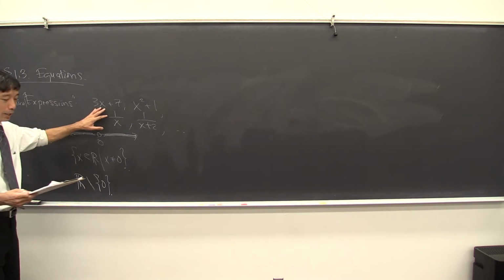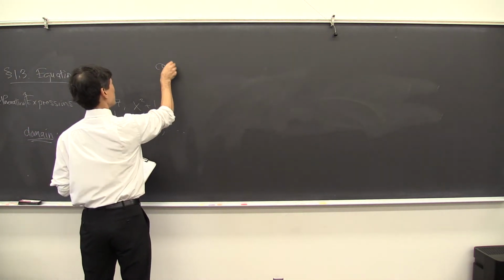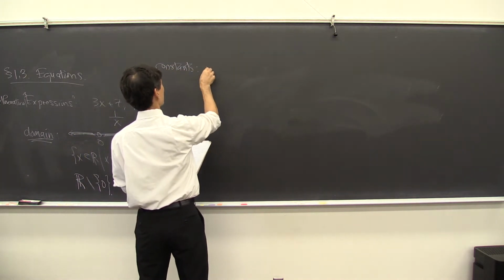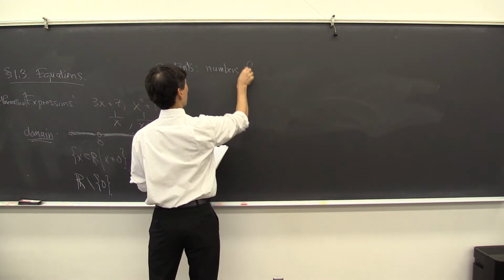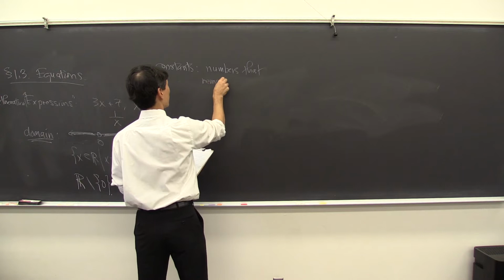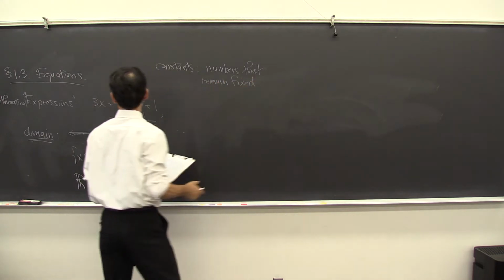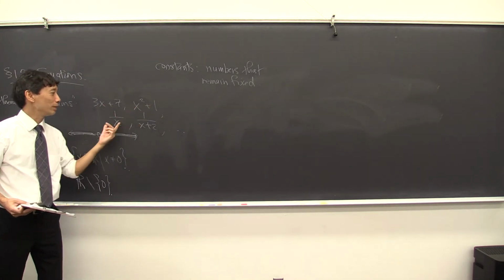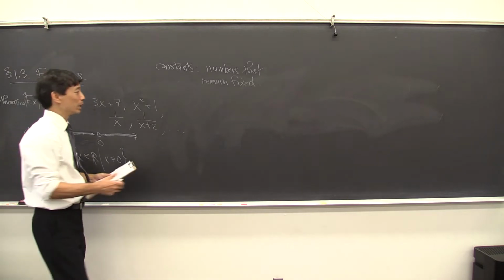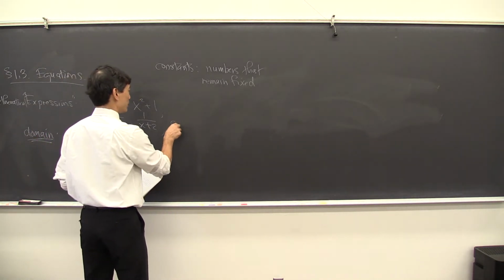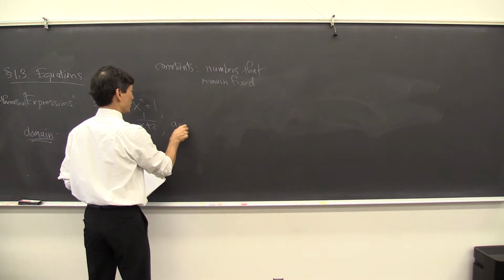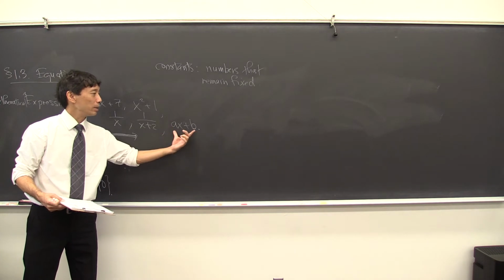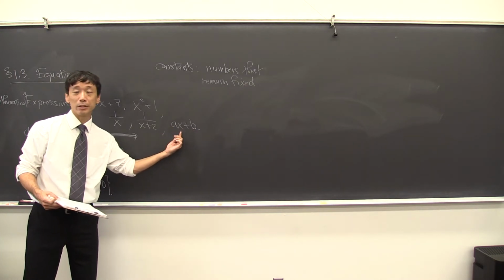Another term is constants. Constants are numbers that remain fixed. Here, 3 and 7 are your constants. Here, you have a 1 and a 1. These things are constants. Sometimes you'll have something like ax plus b, and we think of the x as the variable.